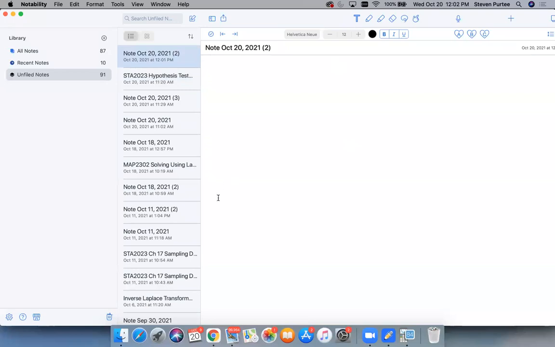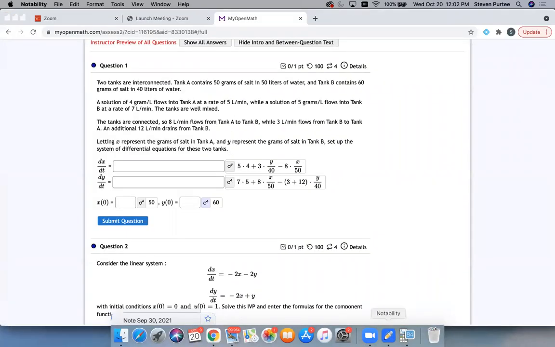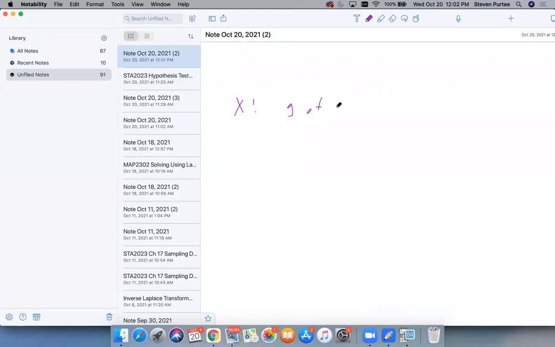So I'm going to write some stuff down here to help me as much as you. X is grams, I think it's in grams. Grams of salt in tank A. Y is grams of salt in tank B. So dx dt will be measured in grams per minute. That's our key. We've got to think about units here. This whole problem comes down to unit conversion. I want to know how quickly salt is entering and leaving tanks A and B per minute, in grams per minute.